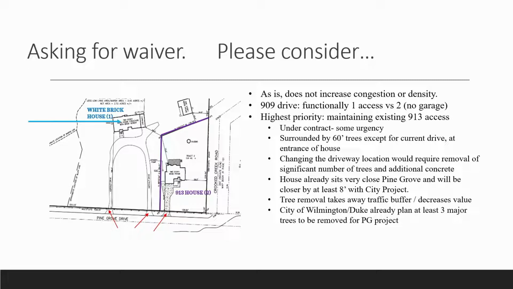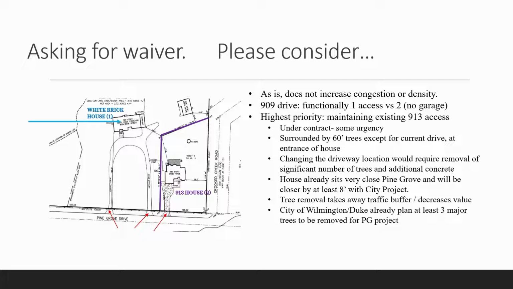Secondly, because of the surround of the 60-foot trees, it's very difficult to access anywhere else. There's no other place that would not require us to take down trees. It would also require, to change the drive, additional concrete. And because the house is so close to the road, it would be very difficult to even try and maneuver a car into the garage from another direction.